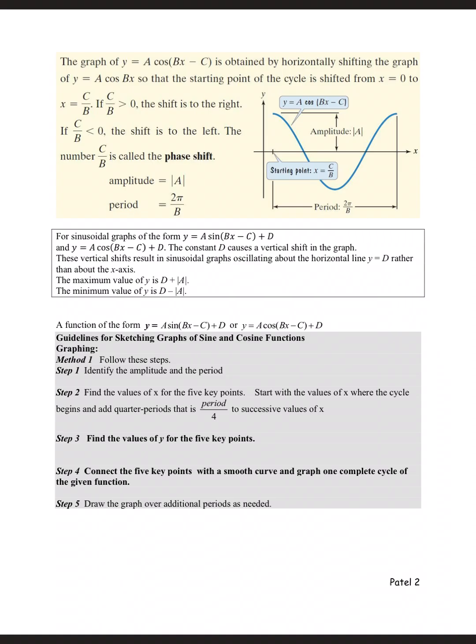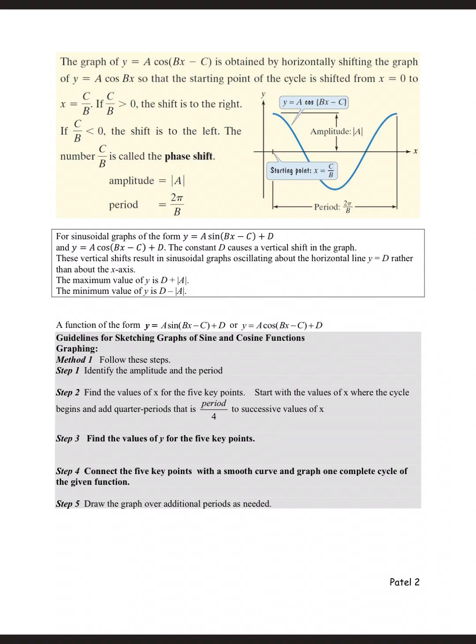Guidelines for sketching the graph of sine and cosine functions. Method 1, follow the steps. Step 1, identify the amplitude and the period. Step 2, find the values of x for the 5 key points, starting with the value of x where the cycle begins and adding a quarter of the period, that is, the period divided by 4, to find the next x value, and so on. Step 3, find the values of y for those 5 key points.